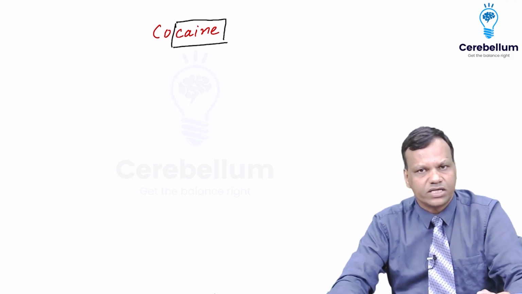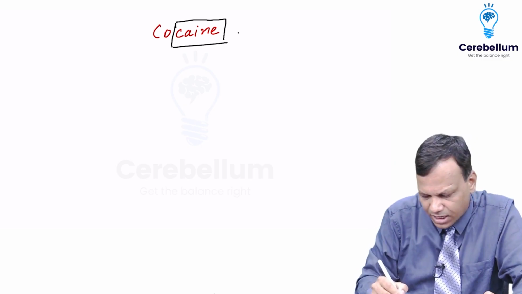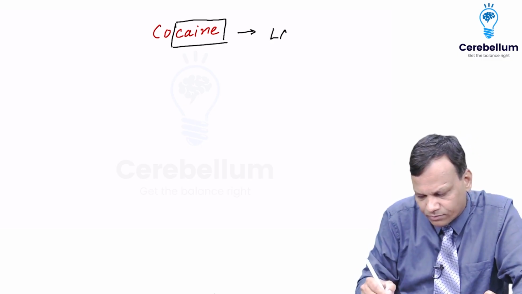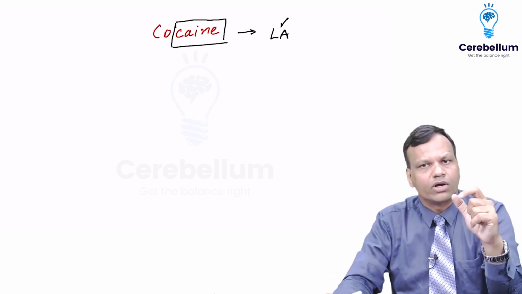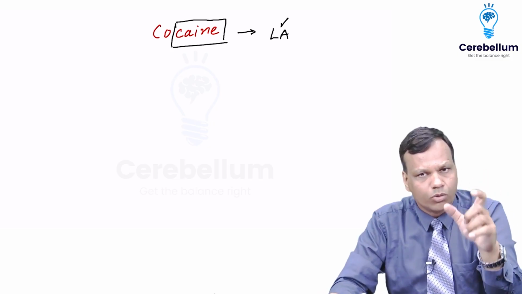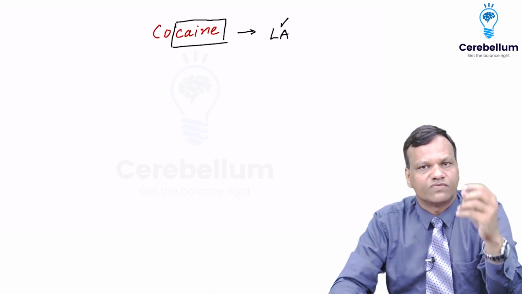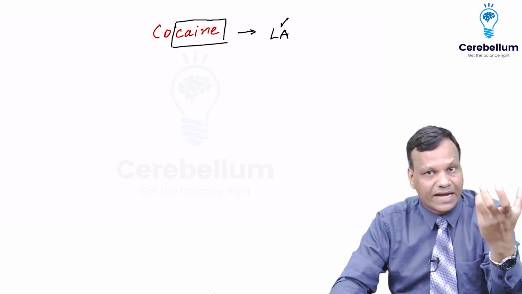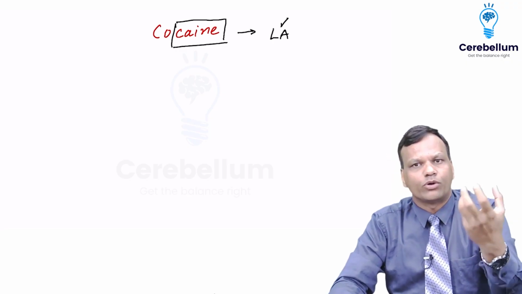What is this group of drugs which end with cane? Yes, they are local anesthetics. So cocaine is a local anesthetic. Now, what is the special point you need to remember? Local anesthetics normally cause vasodilation. So if they enter the blood, they can cause hypotension.